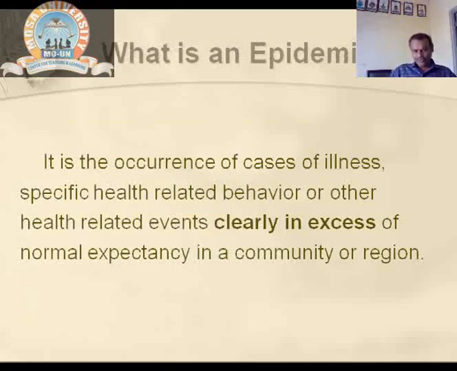So now you can see what an epidemic is. We already discussed what an epidemic is in our unit 3, but here I just wanted to remind you of certain things. An epidemic is an occurrence of cases of illness, a specific health related behavior or other health related event, clearly in excess of normal expectancy in a community or region. For example, within 10 miles, something happened. People may be getting diarrhea, people may be getting diarrhea in 10 miles, in 15 miles.